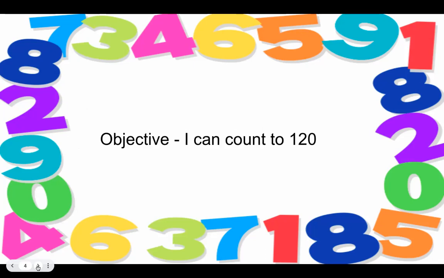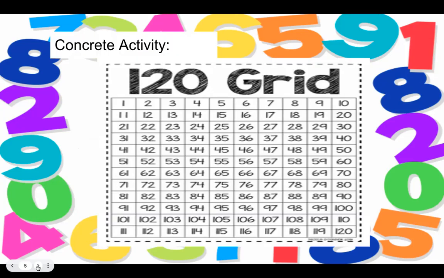And the objective that we would be teaching in the class is I can count to 120. So our concrete activity would be on the I do part, where students would get a grid to 120, and then the teacher would have them use their finger and point to the numbers and then count along from 1 to 120.